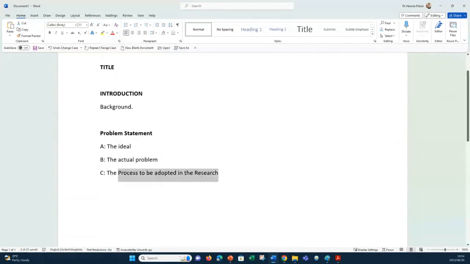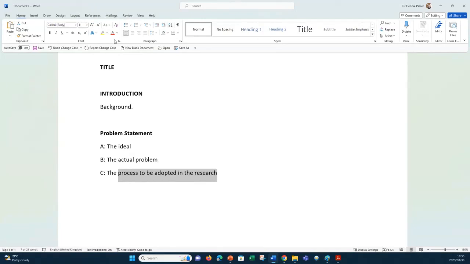Right. So I'm going to start with part B. So part B, the actual problem. The actual problem, and guys, you need to take notes now. The actual problem is the deficiency. It is the shortfall. If you don't have a problem statement, you don't have a reason to do your research. Every bit of research is based around solving a particular problem. So the problem that exists guides essentially everything.